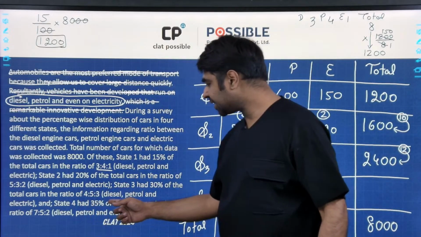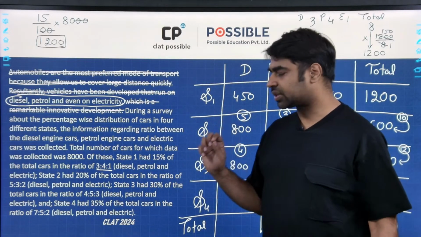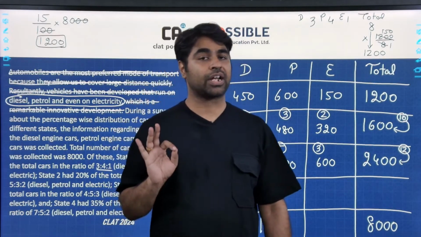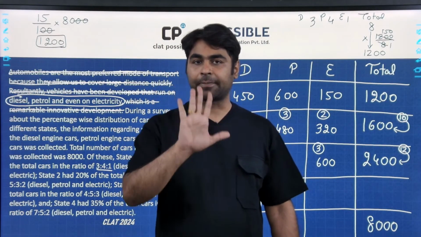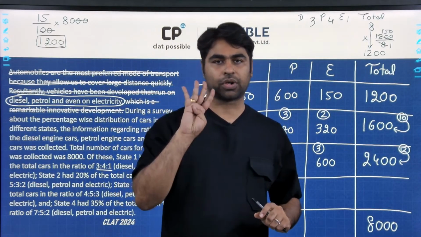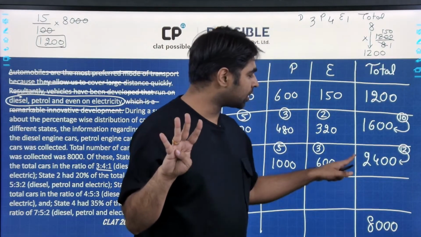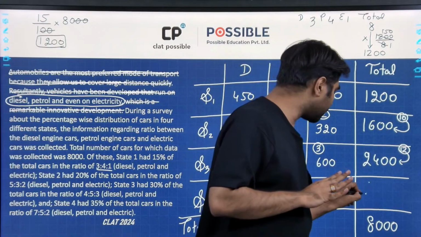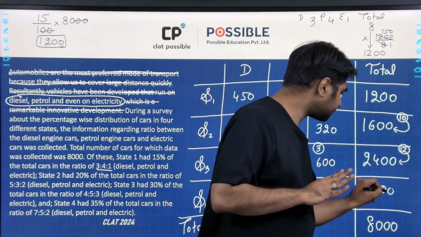State 4 has 35% of the total cars. So the 30% value was 2400. 10% of the value was 800. So 5% will be half of 10%, the half of 800 will be 400. 30% was 2400, and add 400 to that, it will become 2800, guys. Okay.